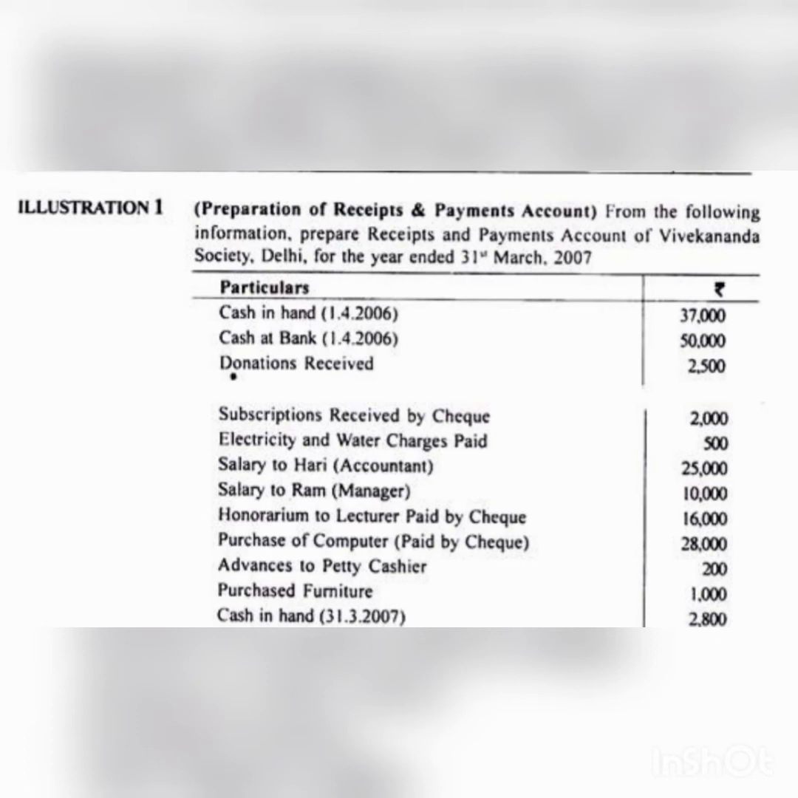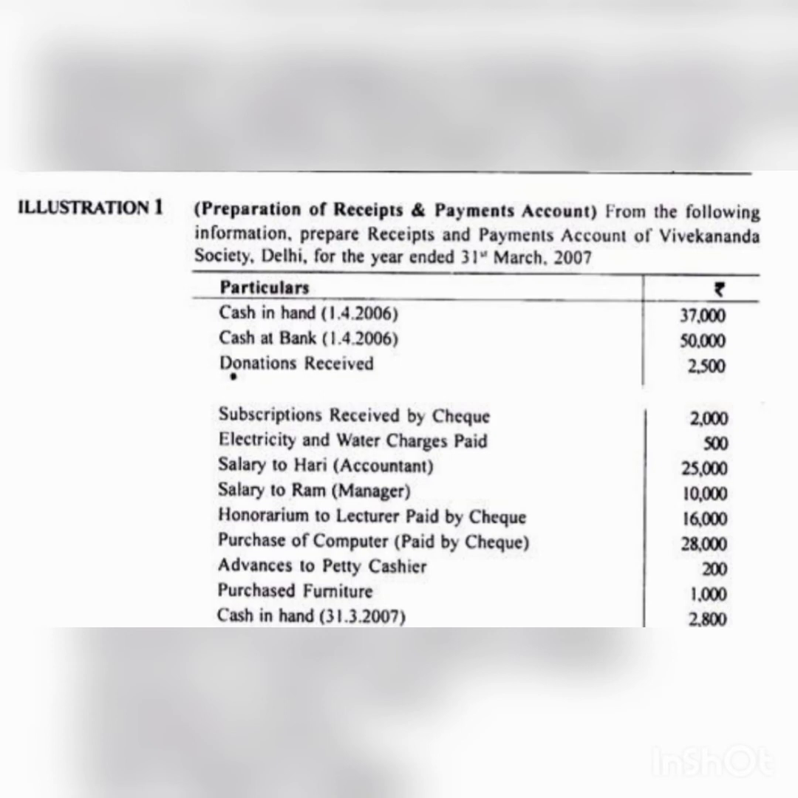The next item is electricity and water charges paid. Electricity charges and water charges paid are expenses of the non-profit organization. Expense or payment of the non-profit organization. All the payments should be recorded on the credit side. So transfer this amount, that is electricity and water charges paid, to the credit side of the receipts and payments account, rupees 500. Next item is salary to Hari.